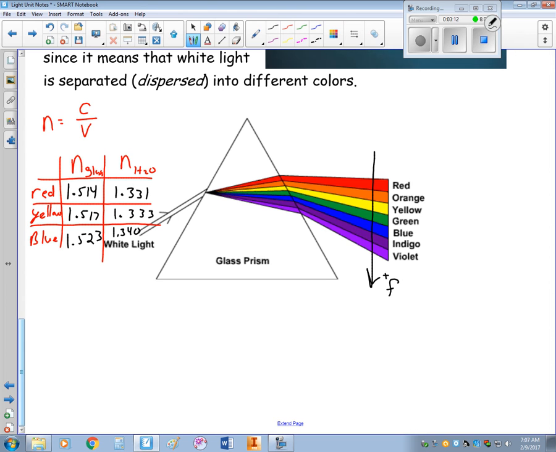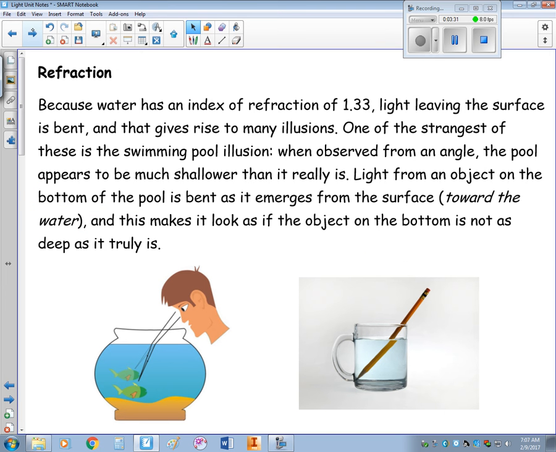So when we have white light entering this prism, higher frequency lights are going to bend more than lower frequency lights. And this causes the white light to be separated into its different colors or its different parts. And again, this is a phenomenon that we call dispersion. Now we've been talking about bending and Snell's law and things like that. So all of that is called refraction.